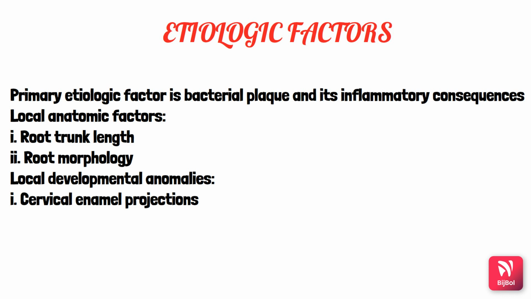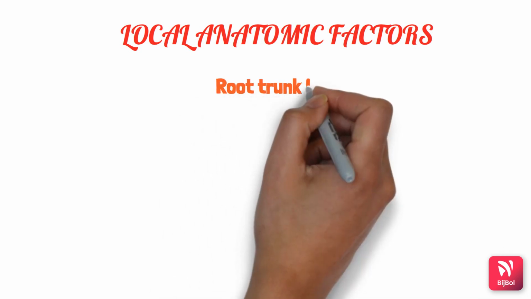Those are the local anatomic factors and the local developmental anomalies. Under local anatomic factors, we have two important components. Those are the root trunk length and the root morphology. Under local developmental anomalies, we have the cervical enamel projections. Now we will see about the root trunk length.